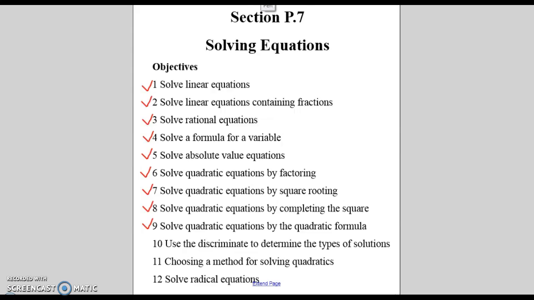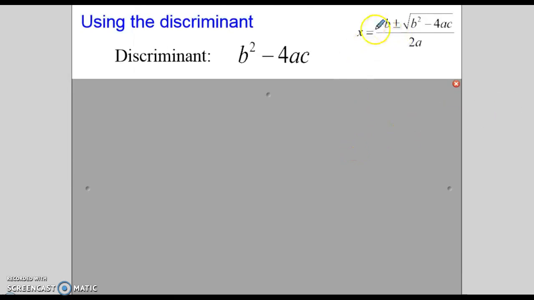Now we're going to look at a specific part of the quadratic formula called the discriminant, and we're going to talk about what it is and what it can do to help us determine the types of solutions we're going to have. So first, what is the discriminant? Well, here's the quadratic formula. The discriminant is this part that's under the radical. It is b squared minus 4ac, and it appears right there in the quadratic formula.